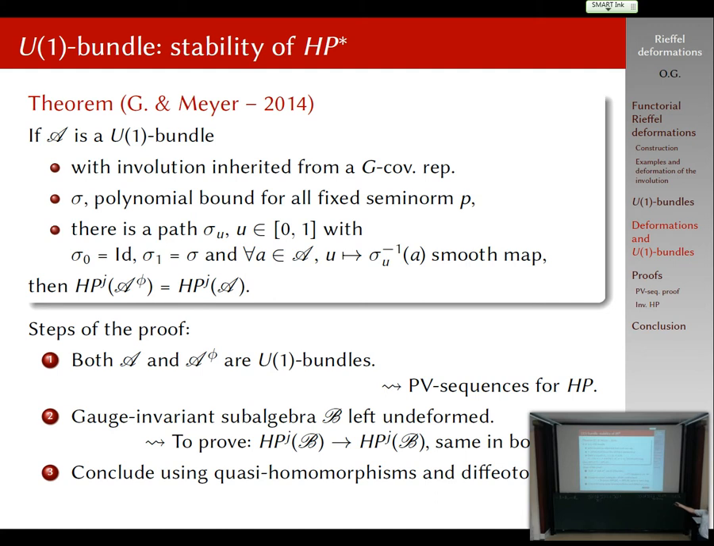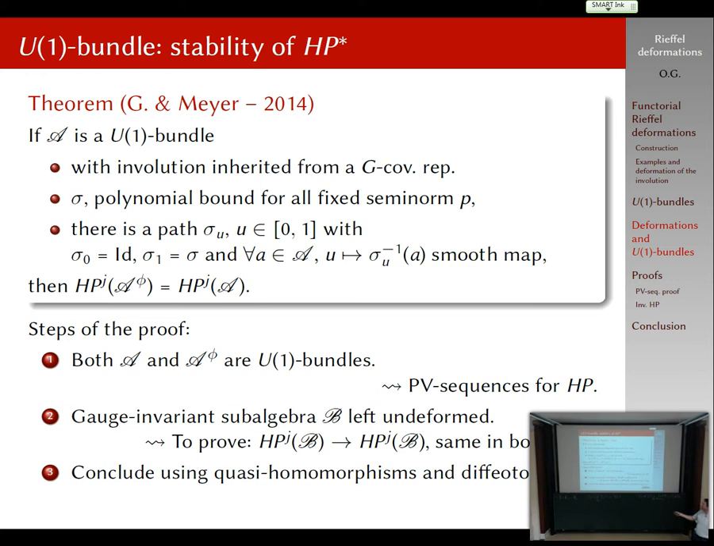And so these are just the hypotheses we had here. An additional requirement is that there is a path starting from identity and going to the automorphism sigma that we want to reach, such that for all A in the algebra, U to sigma U, the inverse of sigma UA is a smooth map, for any fixed A. Then under these conditions, you have stability of the periodic cyclic cohomology.